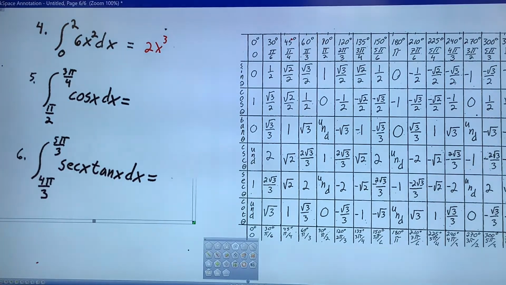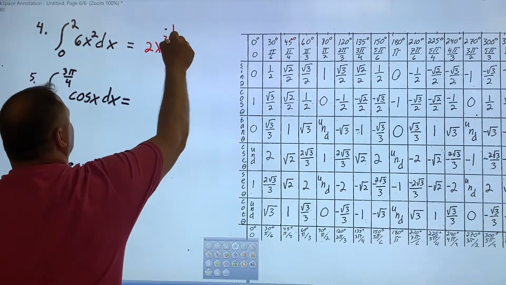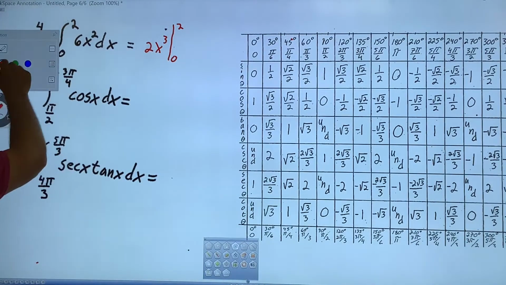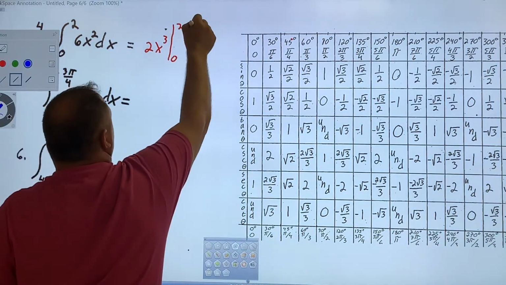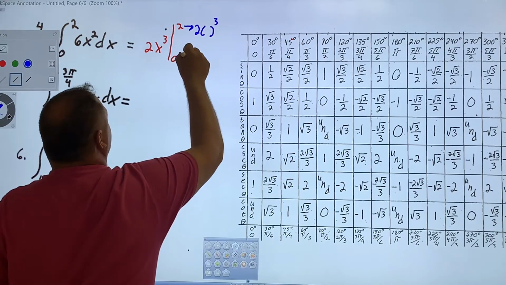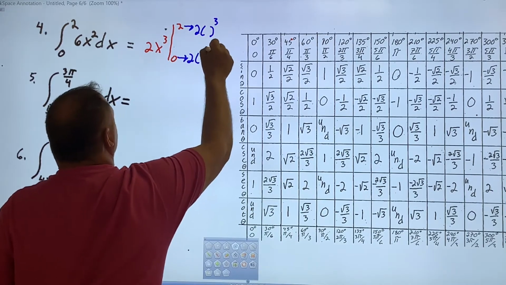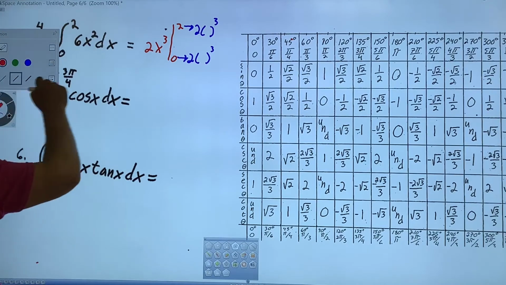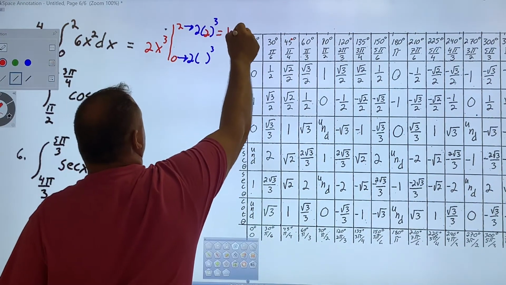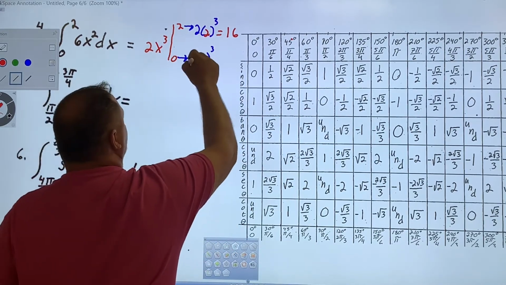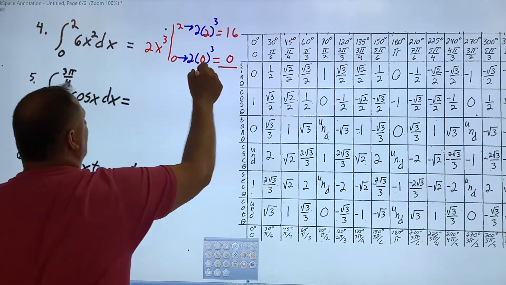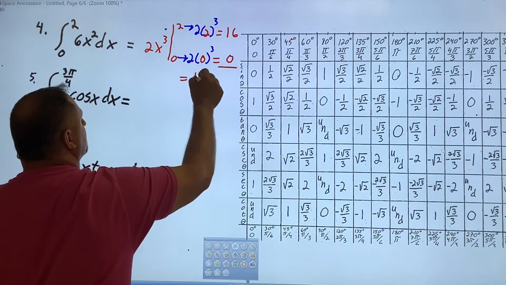Now I want to evaluate that from x equals 0 to x equals 2. So that's going to give me 2 times 2 cubed, and then 2 times 0 cubed. 2 times 2 cubed: 2 to the third is 8, 8 times 2 is 16. And then 0 cubed is 0, so that equals 0. And now the calculus is just 16 minus 0, so my answer is going to equal 16. Not bad.